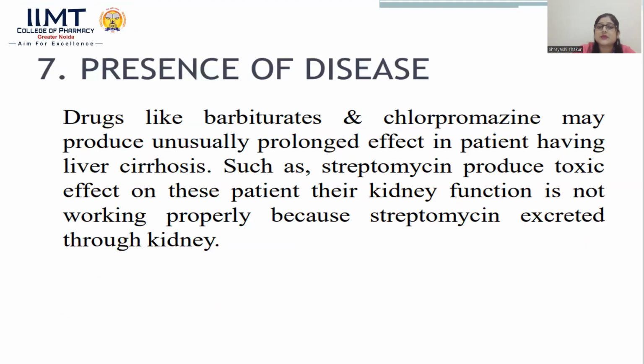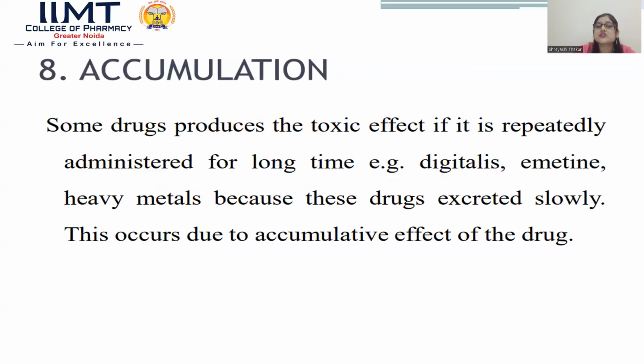The next one is presence of disease, in which drugs like barbiturates and chlorpromazine may produce unusually prolonged effects in patients who have liver problems. Streptomycin produces a toxic effect in patients whose kidney function is not working in the proper way, because streptomycin is excreted through the kidney. The next one is accumulation. What is accumulation?